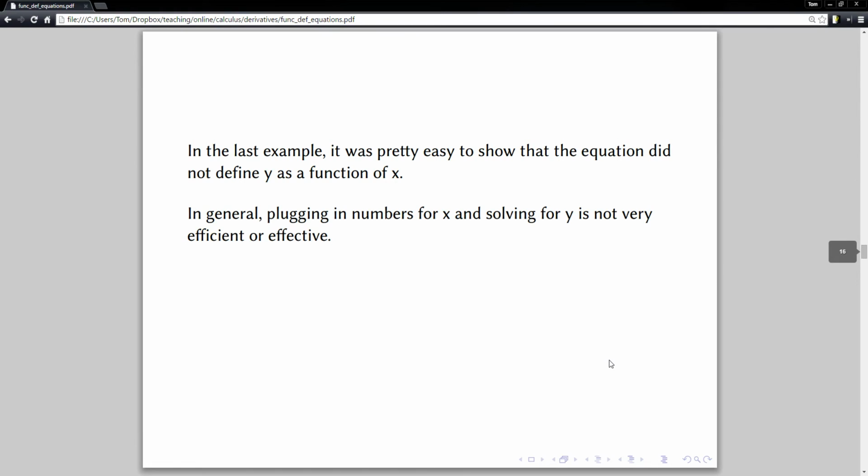But in general, that's not really a very efficient or effective way of trying to determine whether or not an equation defines y as a function of x.